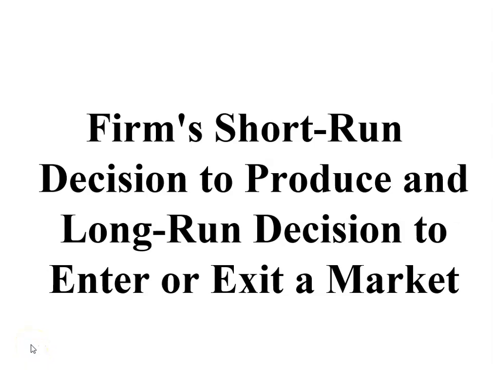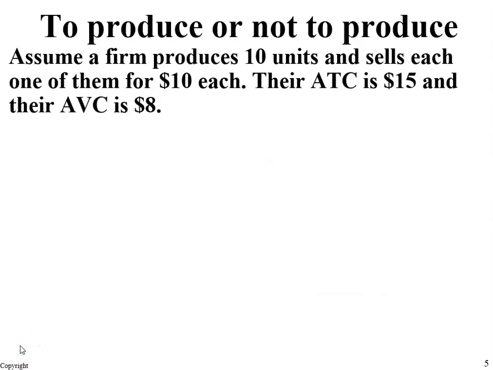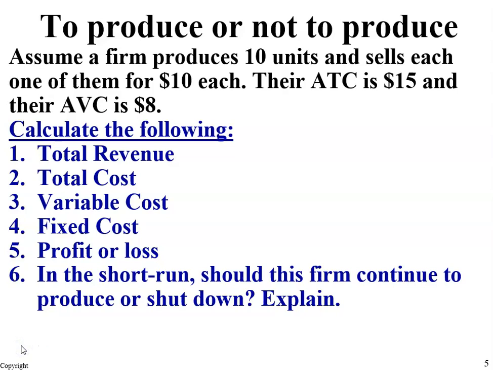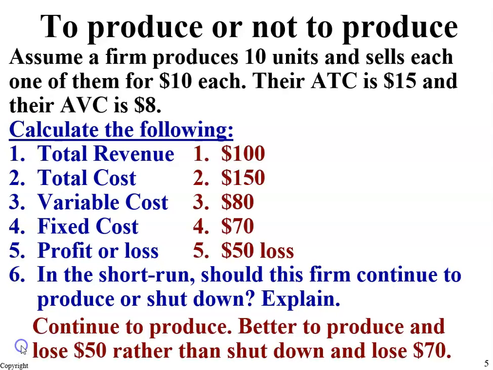In this video, I'm going to cover a firm's short-run decision to produce and a long-run decision to enter or exit a market. Assume a firm produces 10 units and sells each one of them for $10 each. Their average total cost is $15 and average variable is $8. Pause the video and calculate each of the following. In this situation, the firm should continue to produce. It's better off to produce and lose $50 rather than shut down and lose your fixed costs of $70.